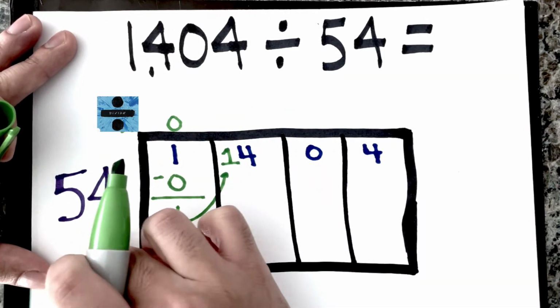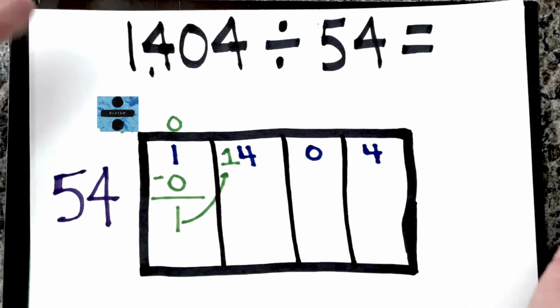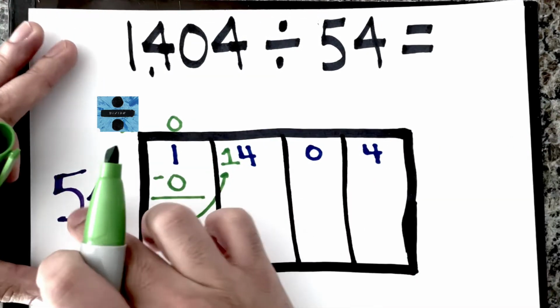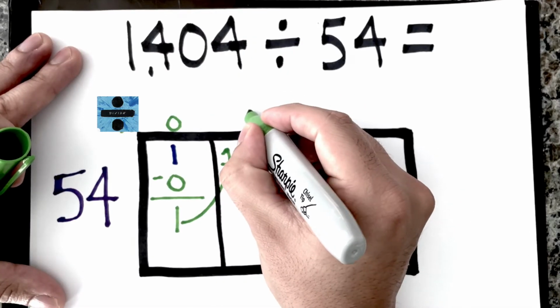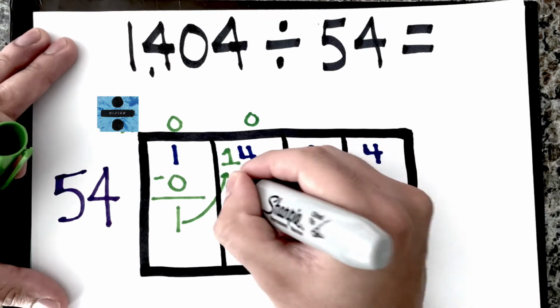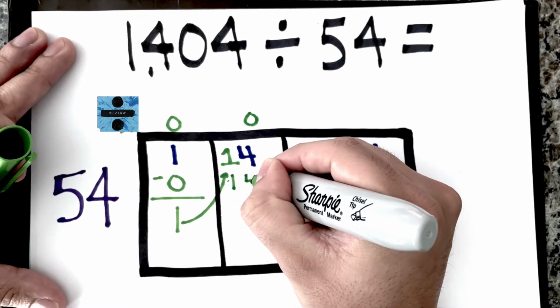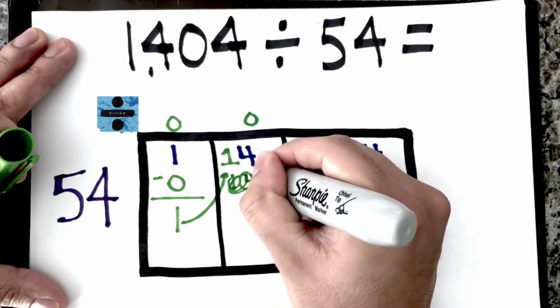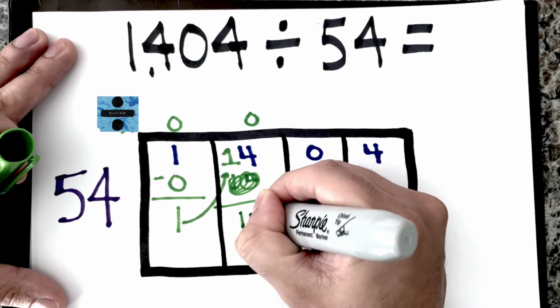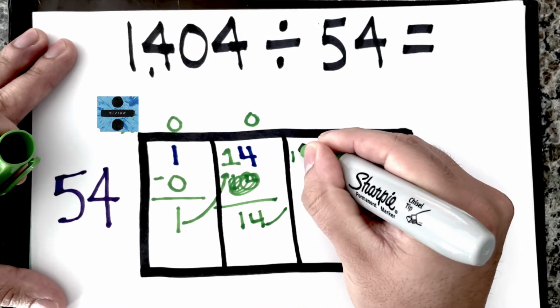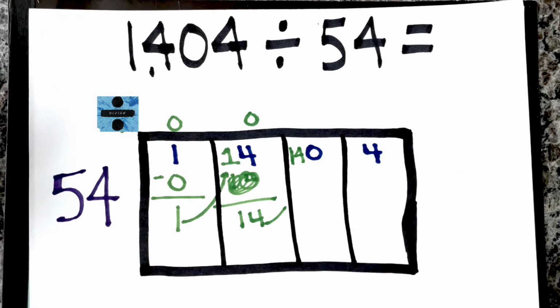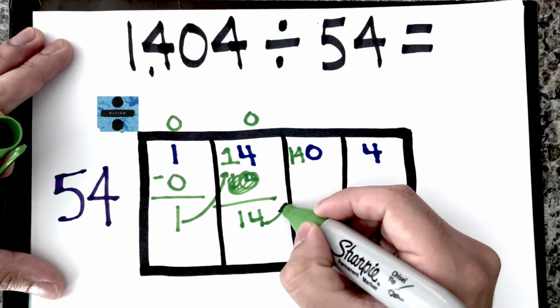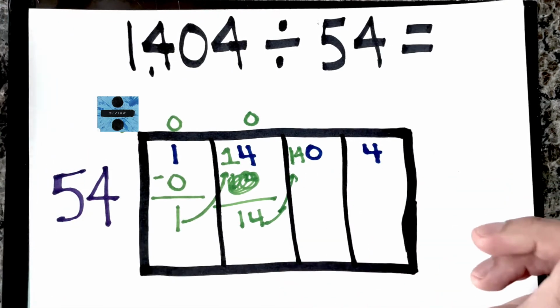Now, can 54 go into the number 14? No, 54 is too big. You're a genius. So we're gonna put another 0 here. So 14 take away 0 is 14. Move it over. So now we have the number 140. We moved it over again, 140.